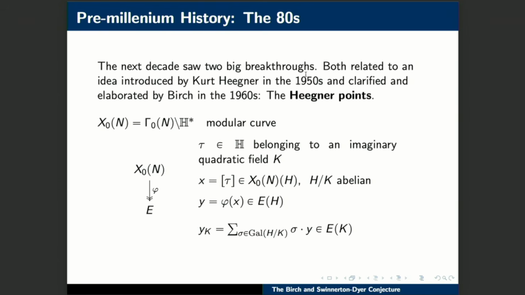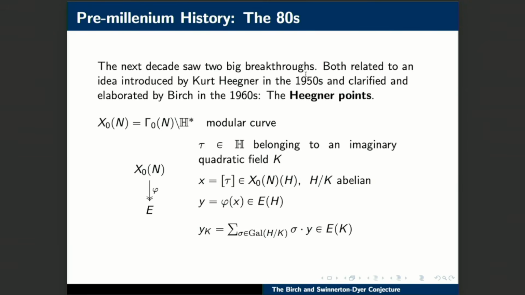And the 80s saw two very significant breakthroughs, both of them related to something called Heegner points, which were introduced by Kurt Heegner in the 1950s and work on some old problems like the congruent number problem, but expressed in terms that most mathematicians at the time didn't really recognize. Fortunately, Birch spent a lot of time understanding the work of Heegner. He clarified and elaborated on what had been done, and generously called the resulting construction Heegner points.